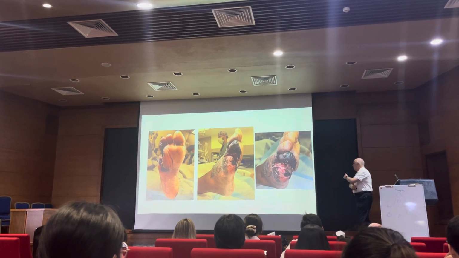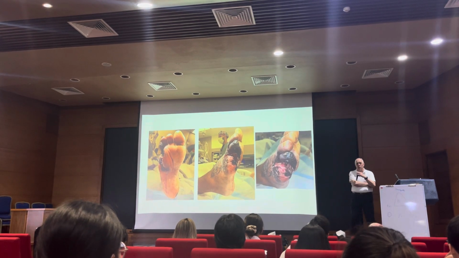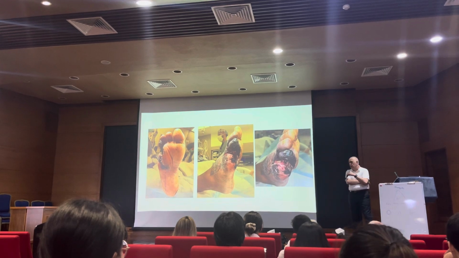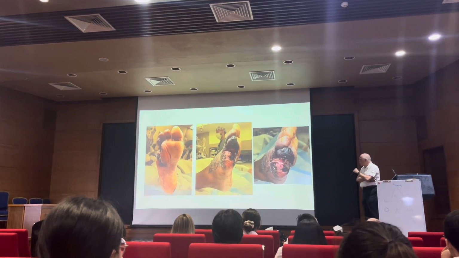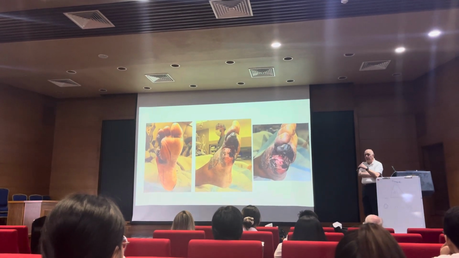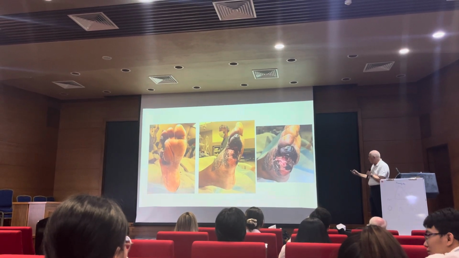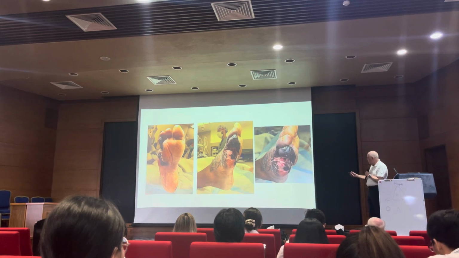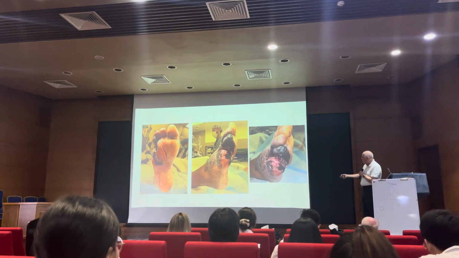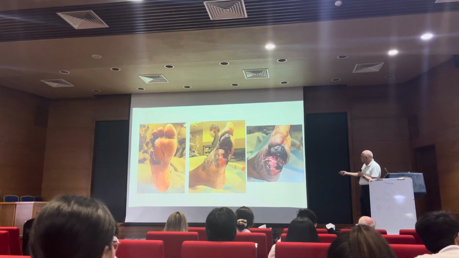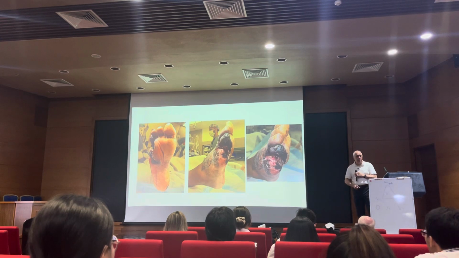So this is an example. This is very similar to the patient that we saw upstairs. This is a young type 1 diabetic female with peripheral vascular disease. She's on dialysis. She has kidney disease. And she came in with a wound here involving the fourth and fifth toes. You can see the third toe is necrotic as well.